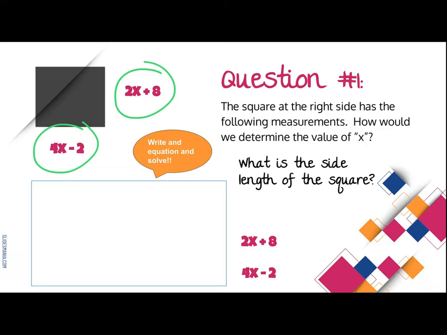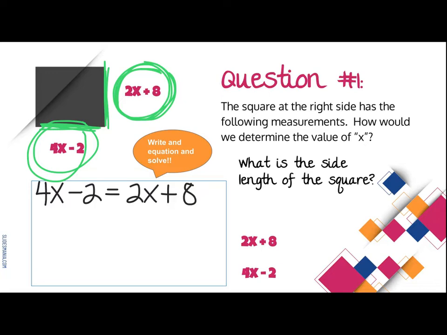In order to write an equation, which is what we've been practicing doing, we need to remember that a square has all sides equal. So therefore, this 4x minus 2, which represents this side of the square, is equal to 2x plus 8, which is this side of the square. Although they are different representations, they equal the same thing. This will help us solve for x. So let's write down our equation. 4x minus 2 is equal to 2x plus 8.